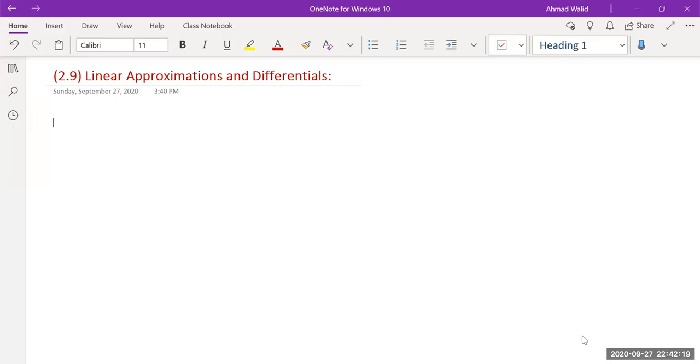Hello all, let's start section 2.9. Section 2.9 is linear approximations and differentials. What does it mean, what we do in this section?